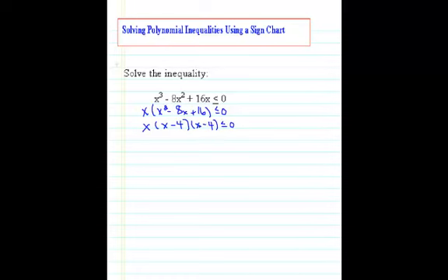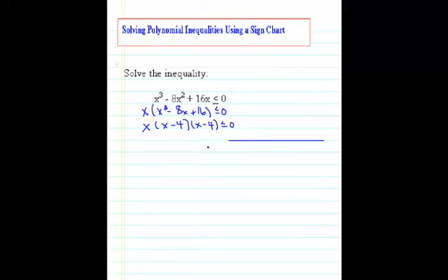In factored form, we can easily see that this polynomial will equal 0 whenever x equals 0 coming from the first factor, whenever x equals 4 coming from the second factor, and whenever x equals 4 coming from the third factor. And we're going to use these three factors in this polynomial to help create this thing called a sign chart. To make a sign chart, we're going to begin by drawing a number line. So here's my number line.